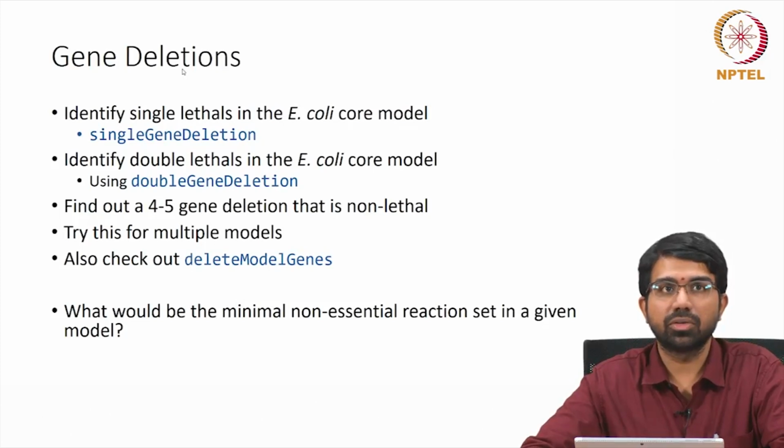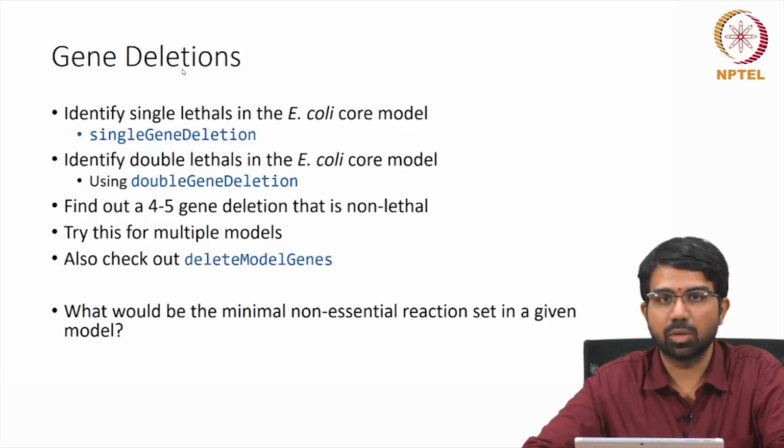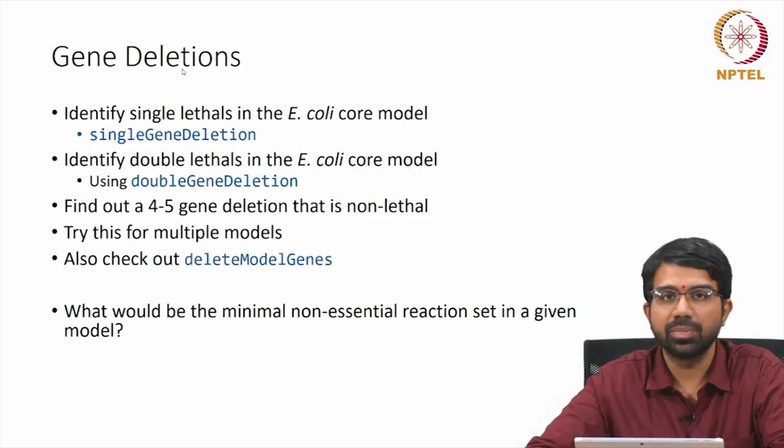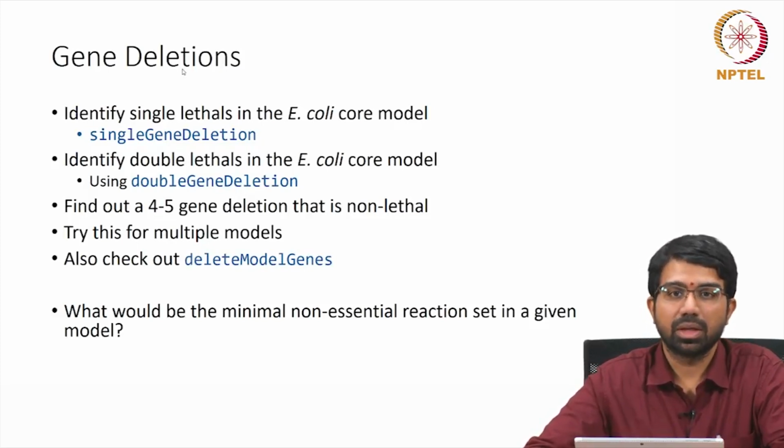So, welcome back. Let us try out the following problems today in the lab. Let us identify single lethals in the E. coli core model using the single gene deletion function in Cobra toolbox. Let us identify double lethals in the E. coli core model using the double gene deletion, and a slightly more tricky problem is, can we find out a 4 to 5 gene deletion. So, remove 4 or 5 genes from E. coli without killing it, right.